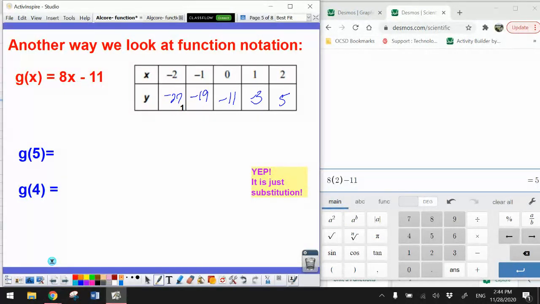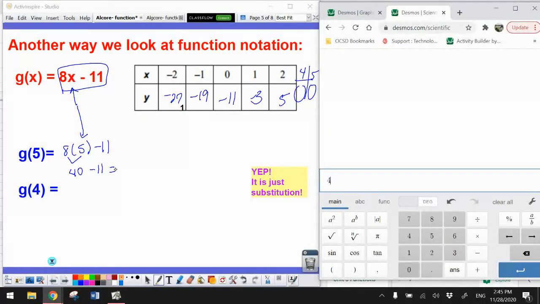So again, they want g of 5 and g of 4, which means they want me to tell them if I put a 4 here, what's the answer? If I put a 5 here, what's the answer? Well, all we're going to do is substitute. So I'm substituting in for the x. So the 5 is going to go in for the x. The math happens on the right side. So 8 times 5, well, that's easy. That's 40. 40 minus 11 gives me 29.